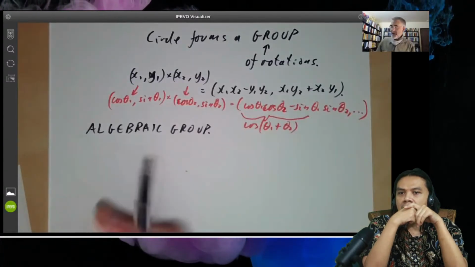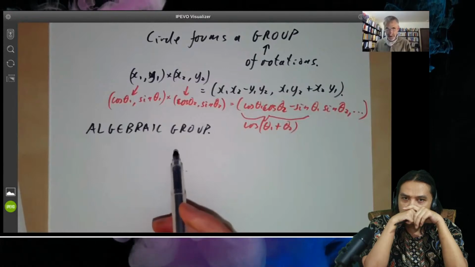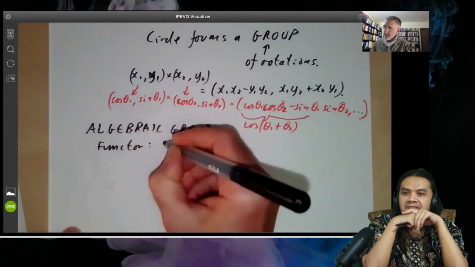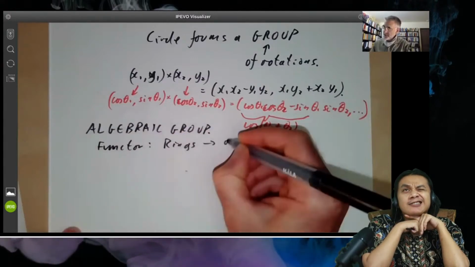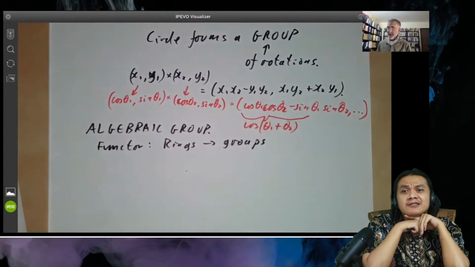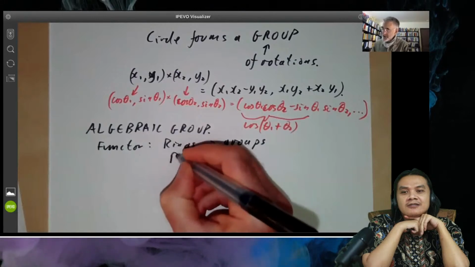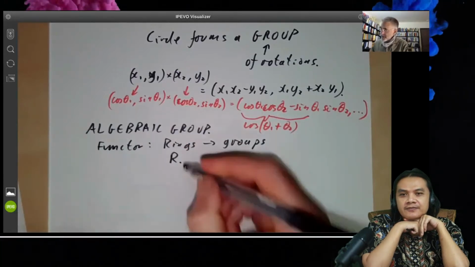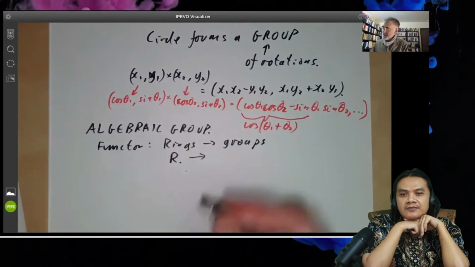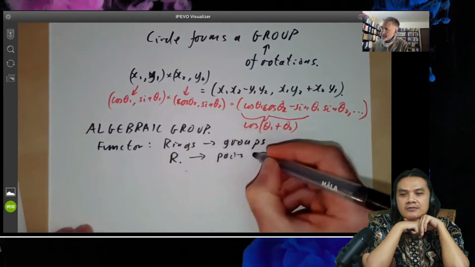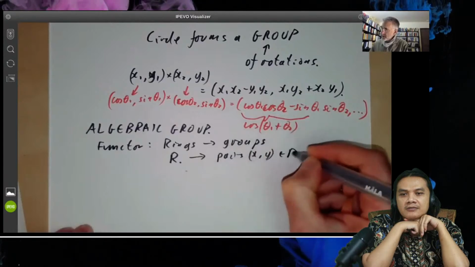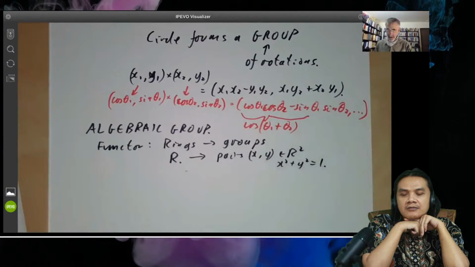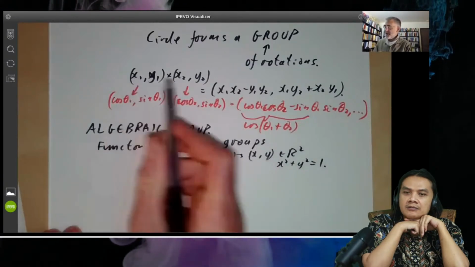There's another way of thinking of algebraic groups, or for that matter, algebraic varieties. You can think of this as being a functor from rings to groups. I'll explain what this means. Suppose we take any commutative ring R. Pretty much all rings in algebraic geometry are commutative by default. Then we can map this to the set of pairs x, y in R squared with x squared plus y squared equals 1. And now we can define the group operation by this formula here.